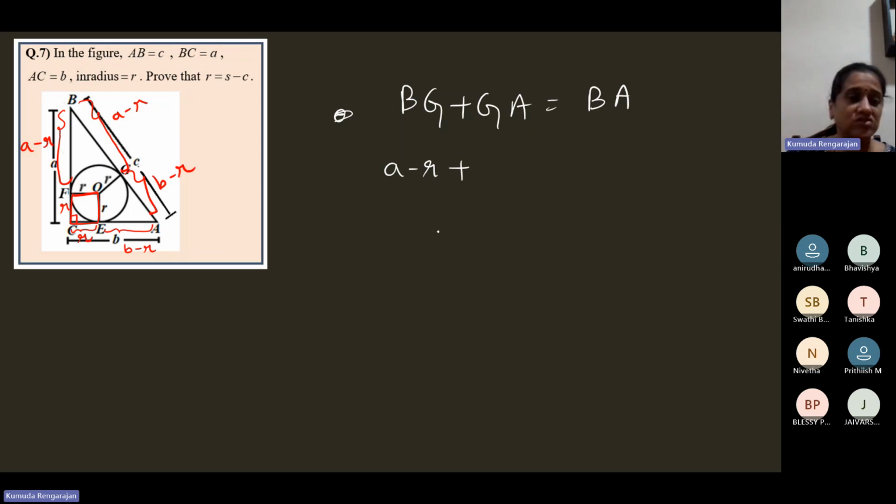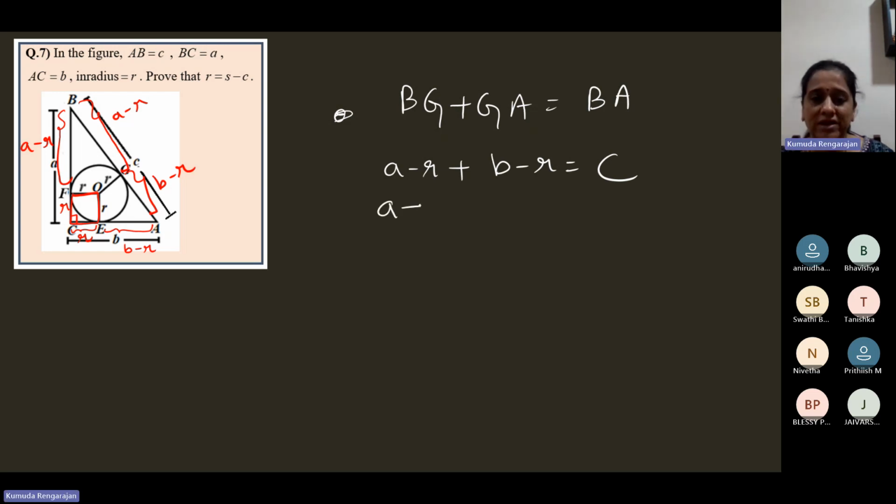Okay, you can write like this. BG plus GA is equal to BA, right? The hypotenuse BA is equal to BG plus GA. Now BG is how much? A minus R. And what is GA? B minus R. Is equal to what is BA? It is C. That's all. We got it.